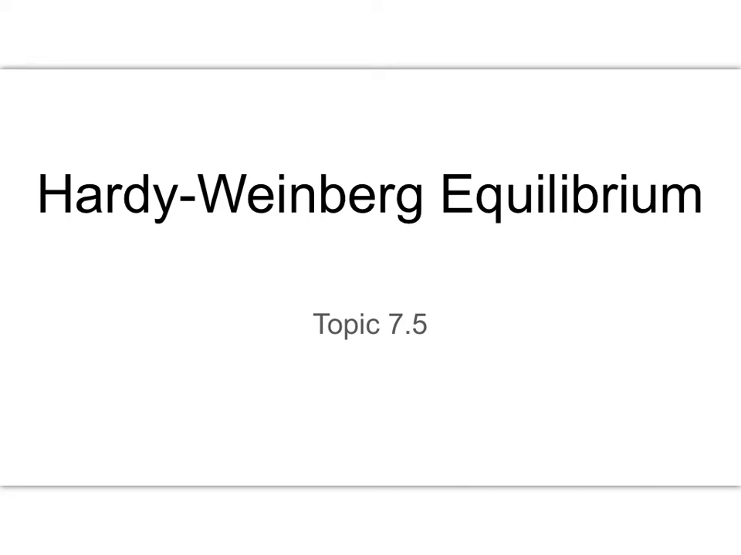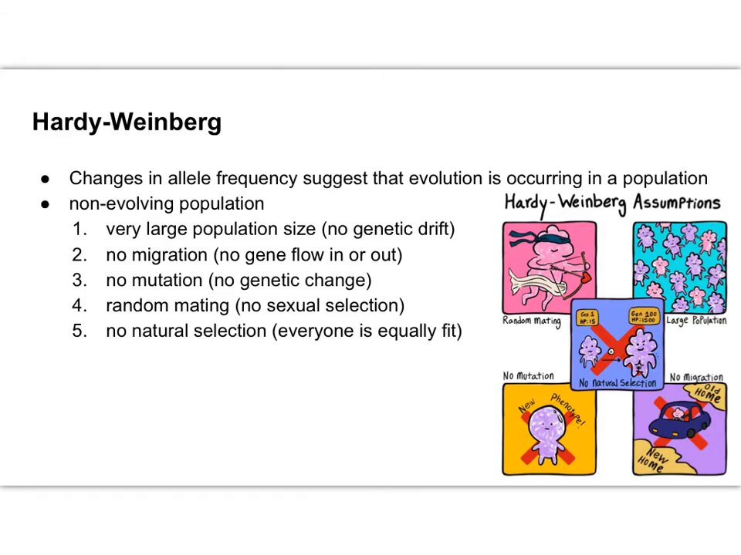So tonight's video is going to focus on what we call Hardy Weinberg equilibrium. This is a way to basically quantify evolution, to determine if evolution is occurring or not. So we're going to look at the basis behind it, as well as an example problem and what the parts of the equation mean.